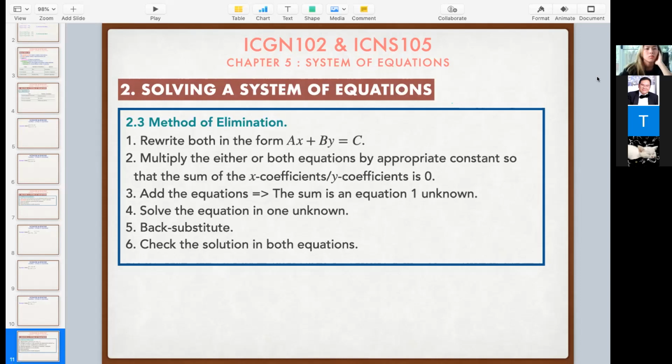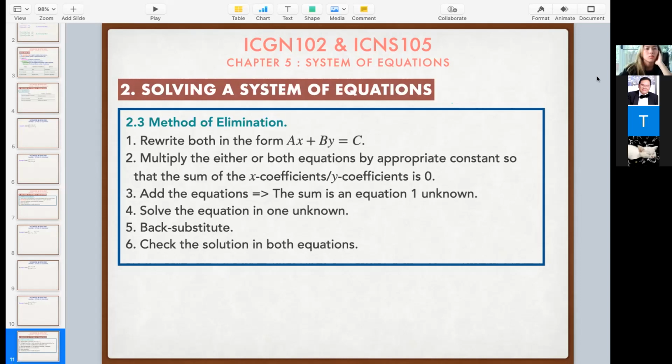Why is that? The reason is because we can just see them in the system: x is on the first term, y is on the second term, and the constant is on the right hand side, so that we can manage them easily when we put them in the order of the terms like this. After that, step number 2, we multiply either or both equations by appropriate constant so that the sum of x coefficient or y coefficient is 0.